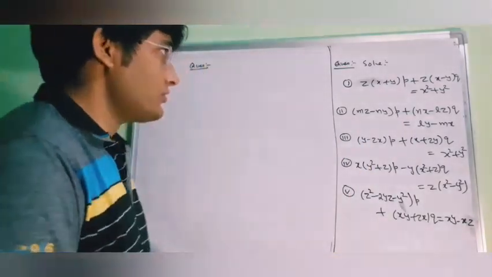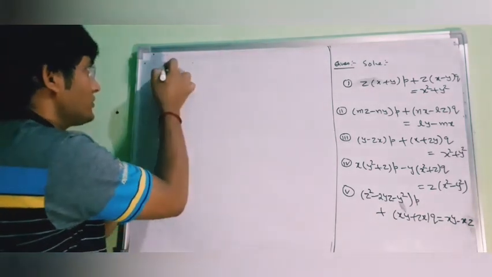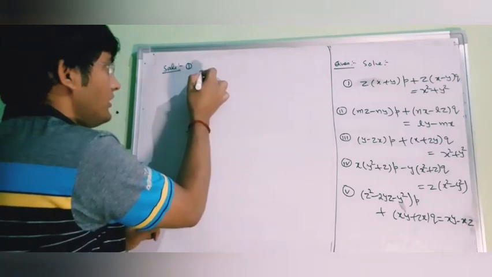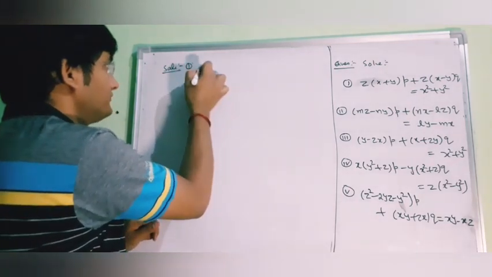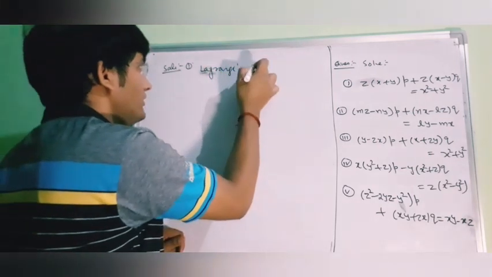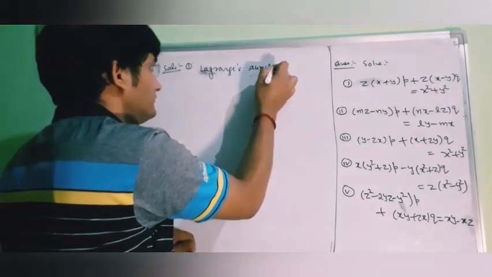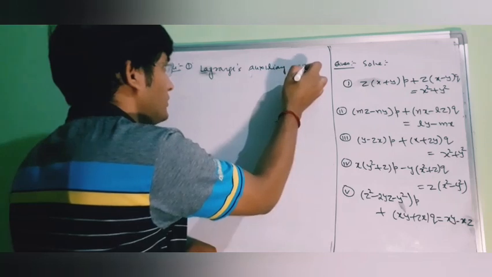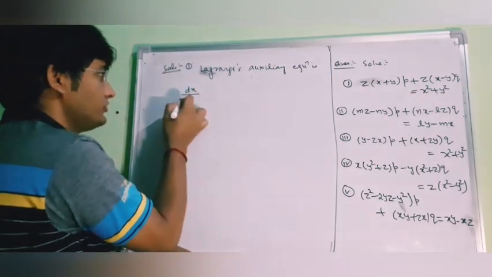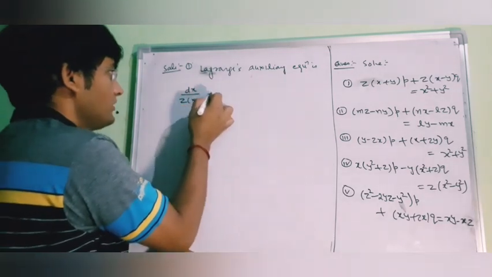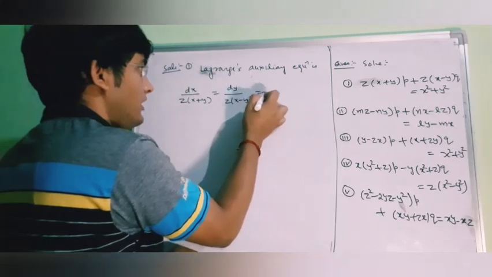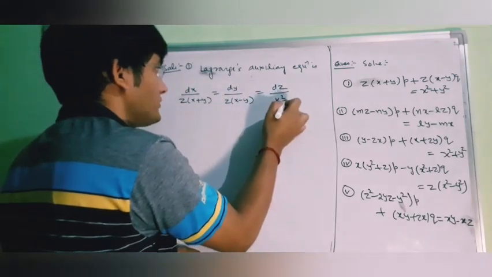So let us start with problem number 1, solution of the first part. Here the Lagrange auxiliary equation will be dx upon z(x plus y), then dy upon z(x minus y), and then dz upon x square plus y square.